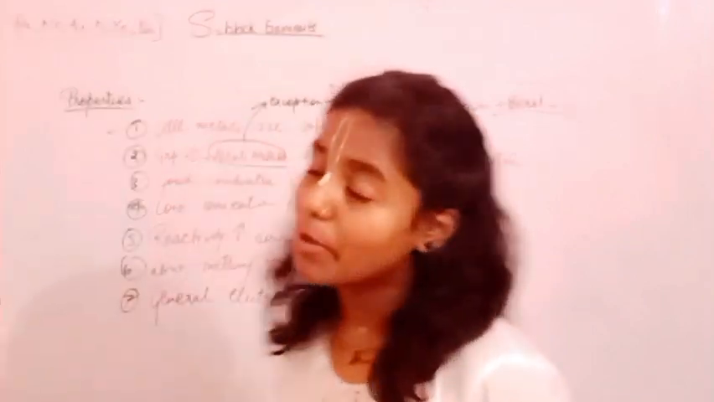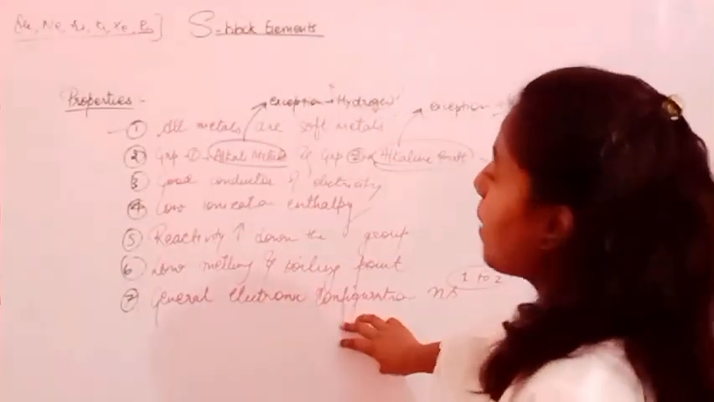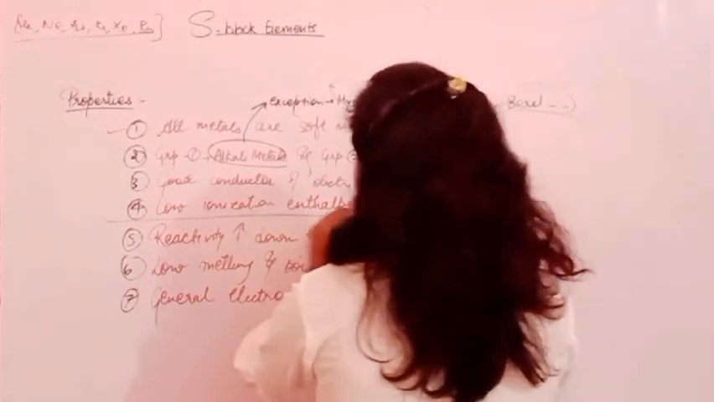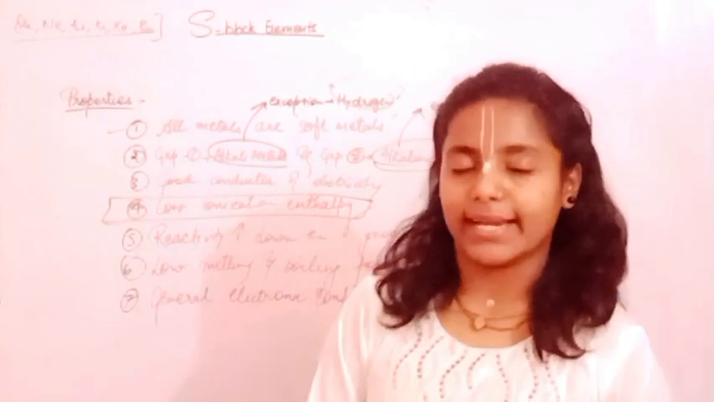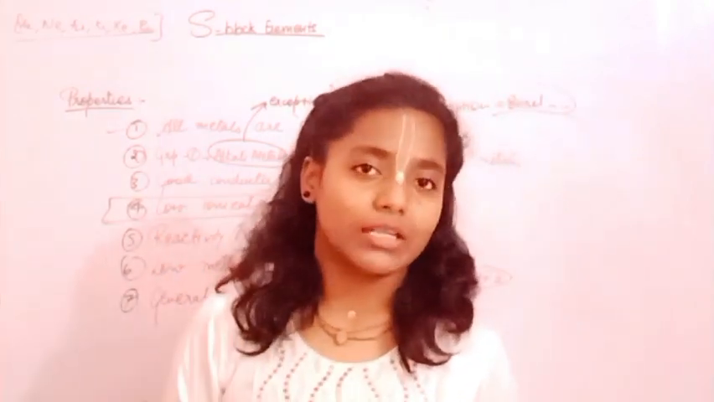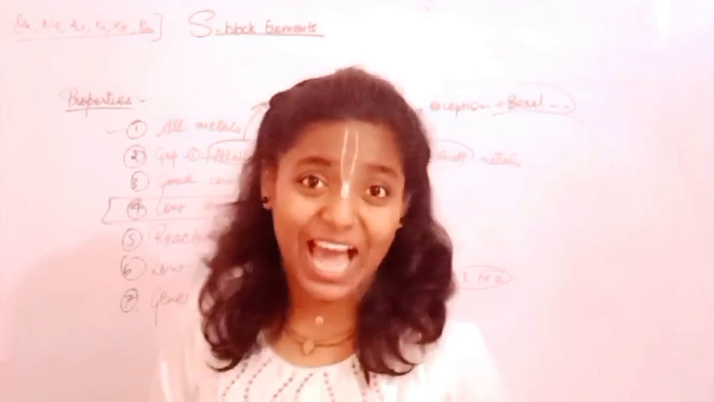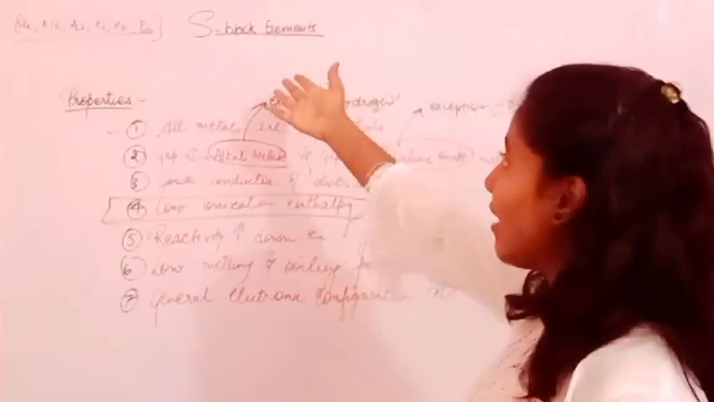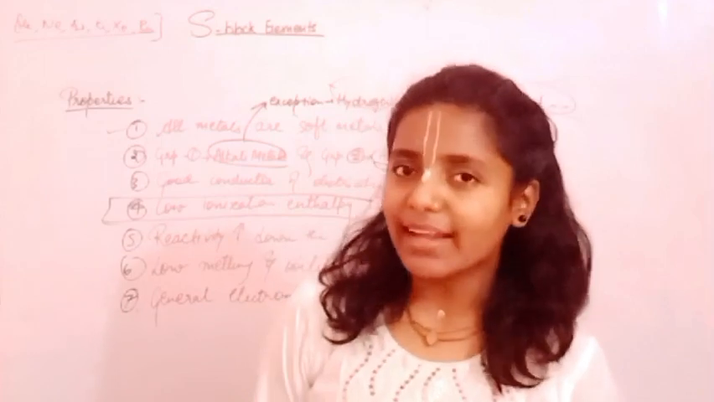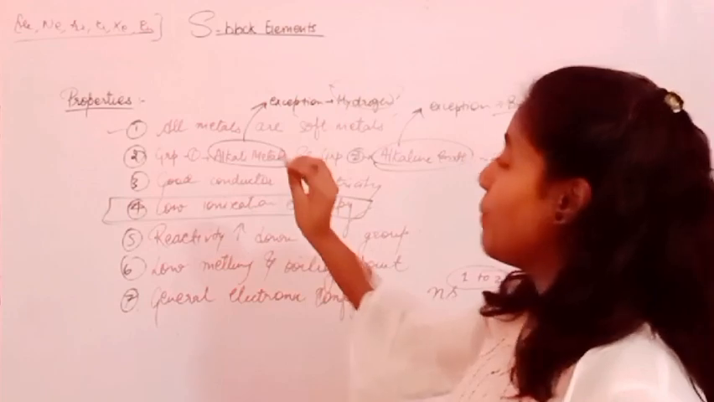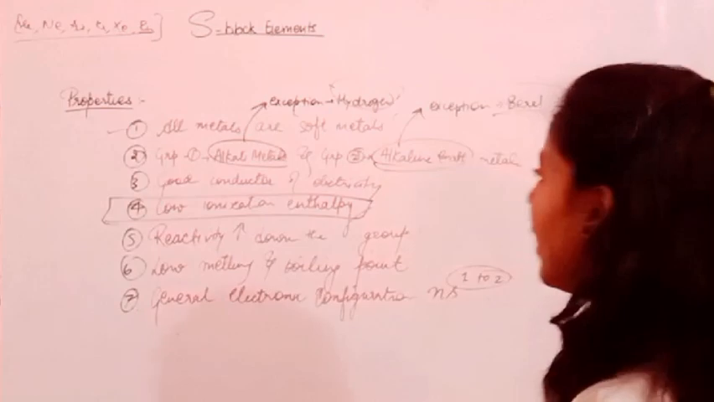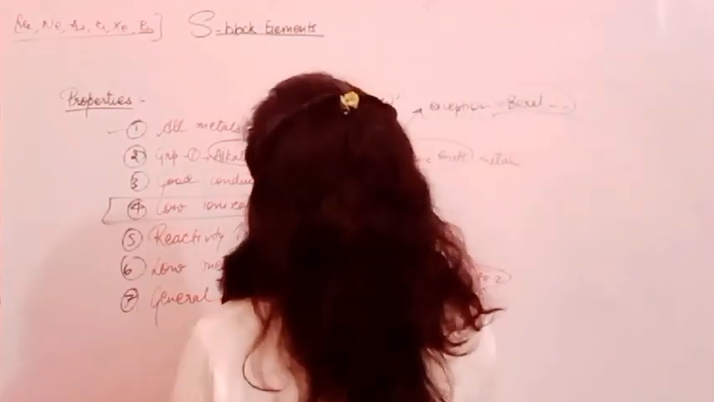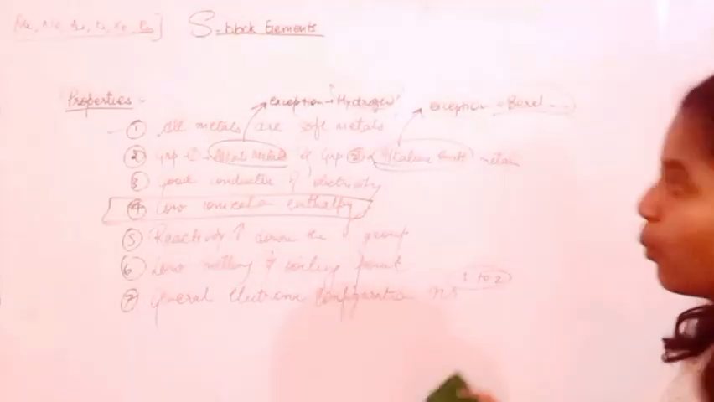Hopefully clear. Now you would ask me, ma'am, every point is crystal clear, but we didn't get this particular point, that is low ionization enthalpy. What does it mean? See, ionization enthalpy down the group for S block element is low. Why is the ionization enthalpy of S block element low? The reason behind it, or how to remember it, let me explain, and you would definitely be able to learn it. You can take the screenshot of this if you want.